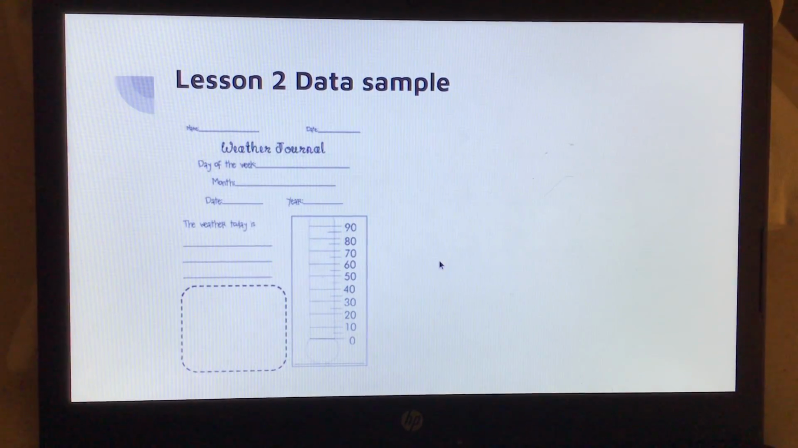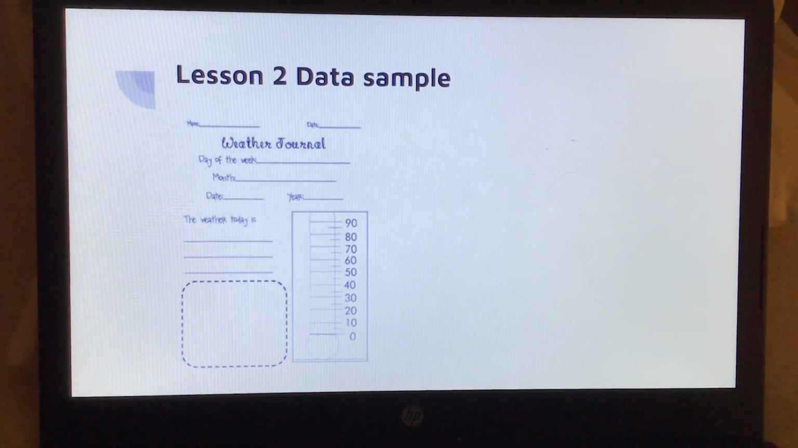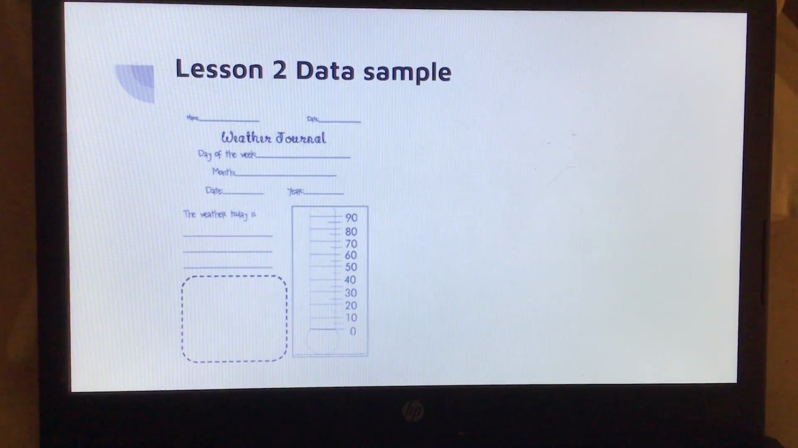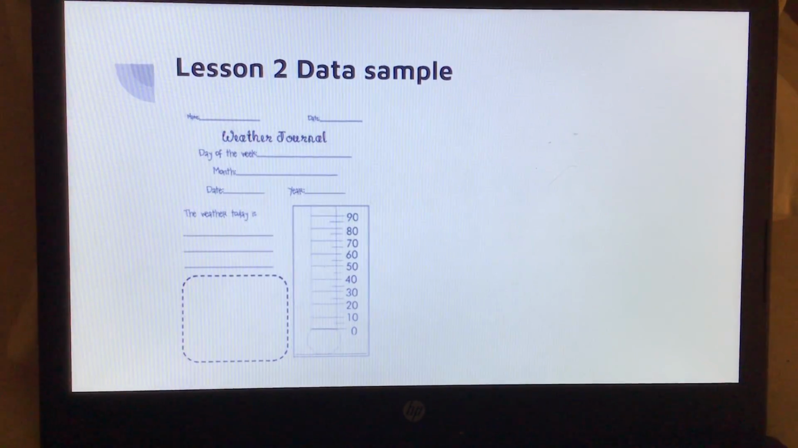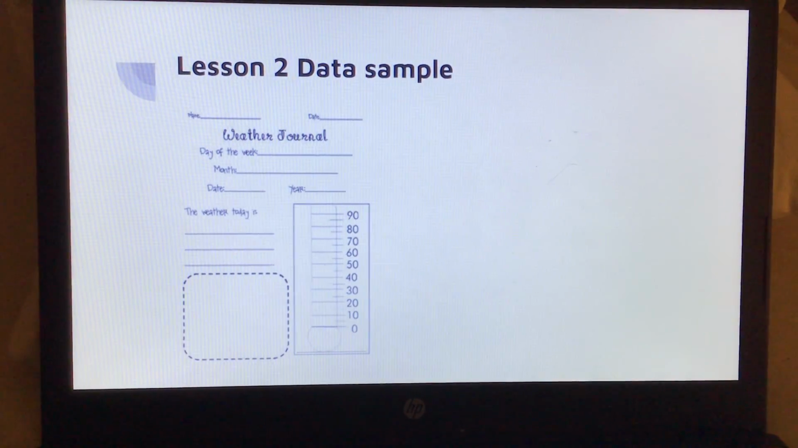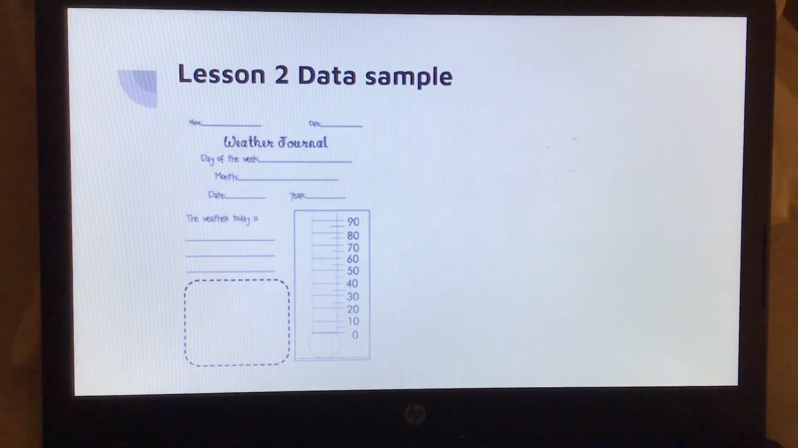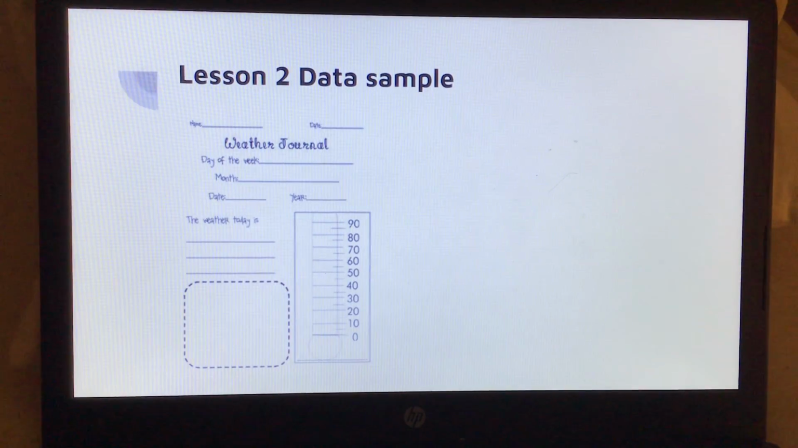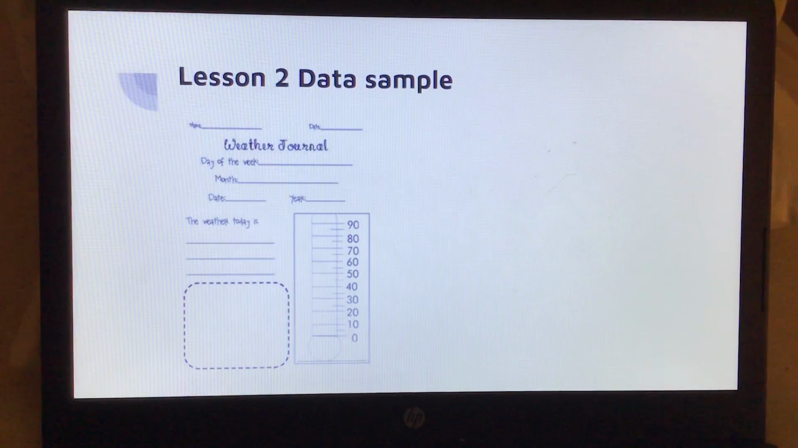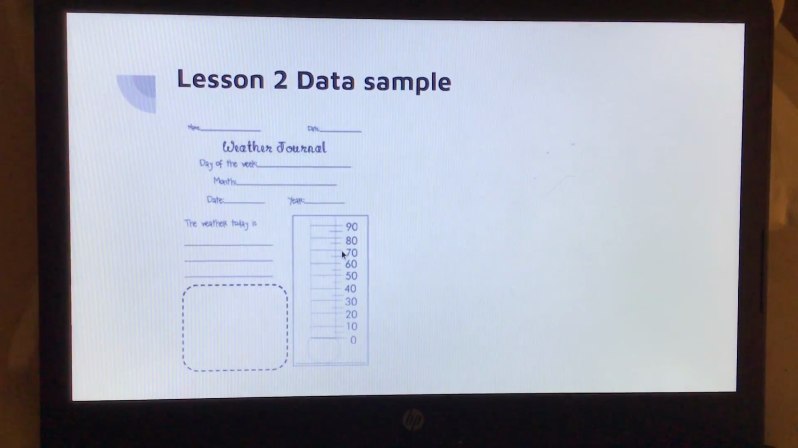So this is also the data sample. When students are recording, they can write the day of the week, the month, the day, year, and what the weather is. And there in that box they can draw and list the factors between why the temperature is probably hotter or cooler than whatever they're comparing to. So if they talk about the sun being hotter than the shade, they explain what the factors are, and then they can draw or fill in the temperature here.